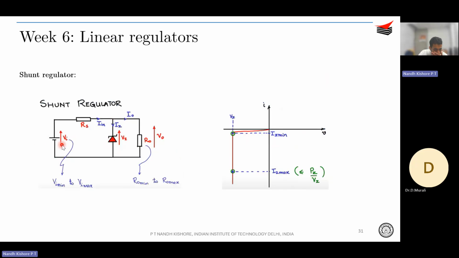Your V in is not pure. It can vary from V in minimum to V in max, right? Based on that, your I in will vary, and your IZ will vary, and your R naught may also vary from R naught min to R naught max. But how do you maintain V naught constant? That is where your shunt regulator comes into play. With the Zener characteristic, you maintain a fixed VZ irrespective of your load current, right?